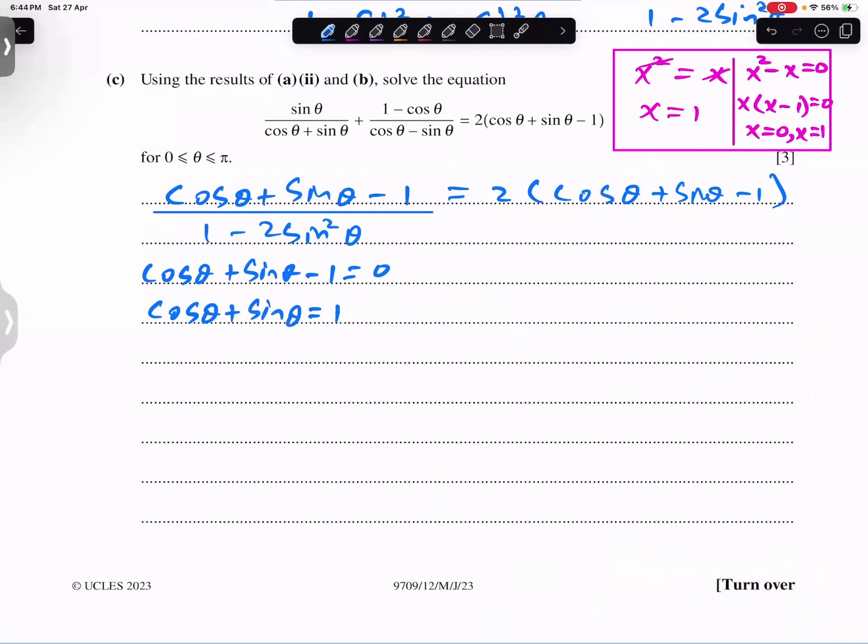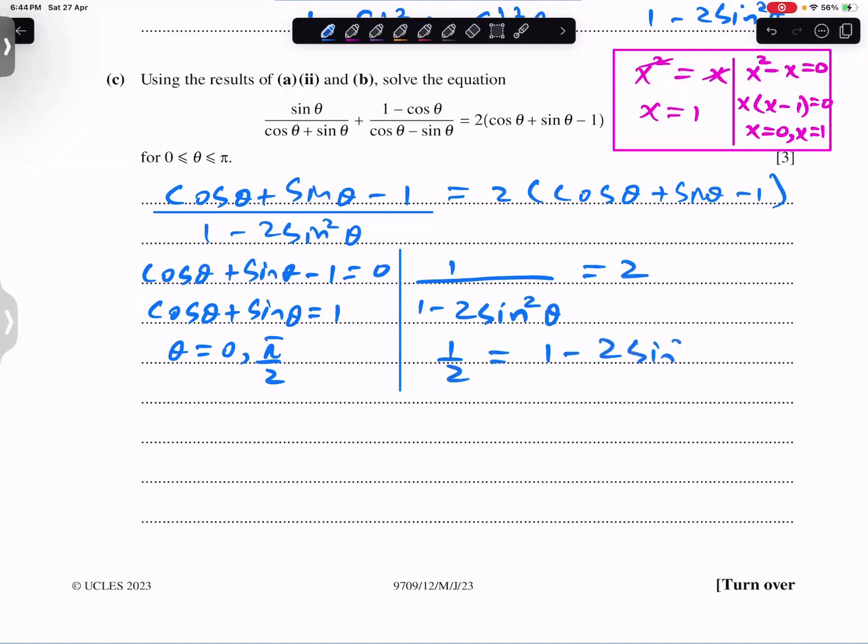And as you know that in the previous part, they were saying that theta is equal to 0 and pi by 2 was the solution. Okay. And the remaining thing was 1 over 1 minus 2 sine square theta is equal to 2. So 1 over 2 is equal to 1 minus 2 sine square theta. So 2 sine square theta is equal to 1 minus 1 over 2, which is 1 over 2. Sine square theta is 1/4.